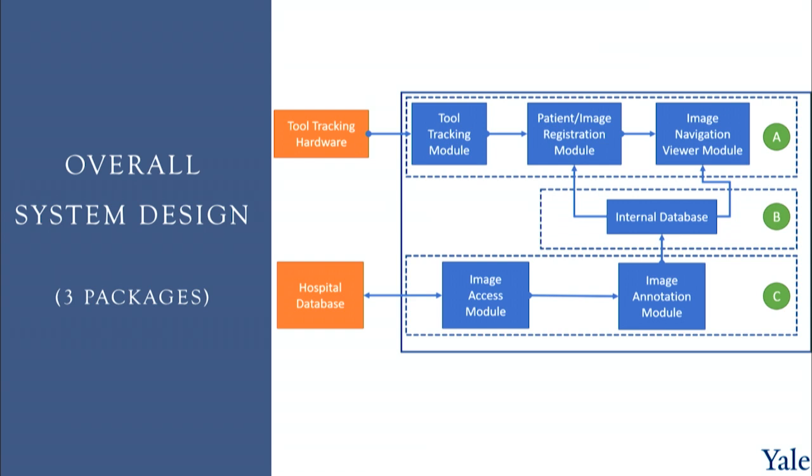The next step is to create the overall system design. For this particular thing, I came up with a 3 software package solution. You can see these packages A, B, and C. A is what the surgeon will use in the operating room. B is sort of a hidden database that will store data. And C is what the neurologists and the technologists will use outside the operating room to prepare for the solution.